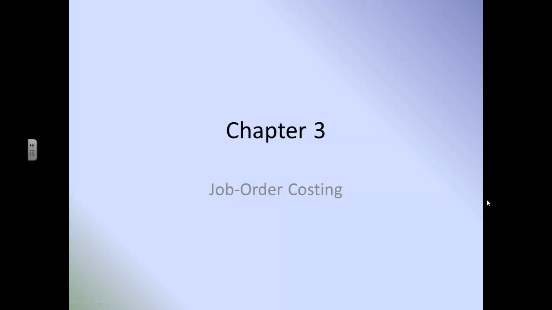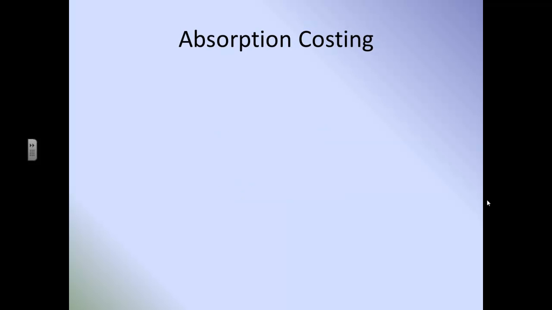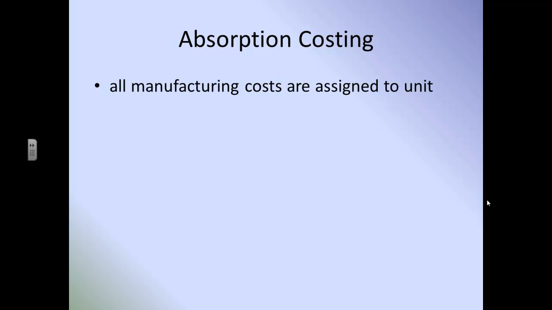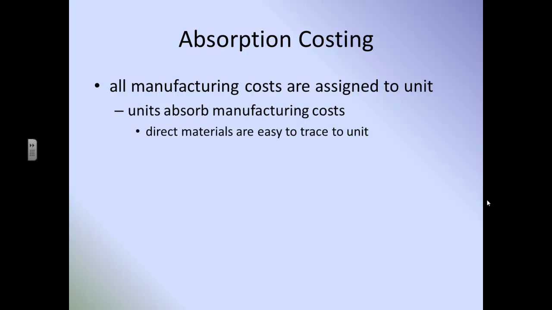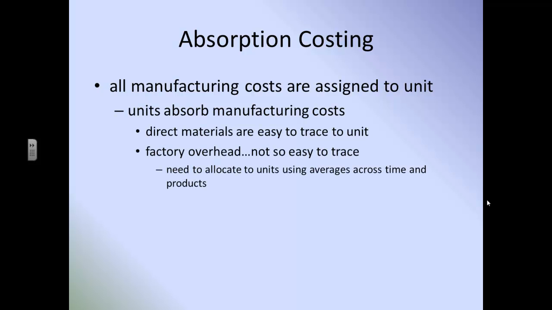In Chapter 3, we're going to be talking about a concept called job order costing. Job order costing is a type of absorption costing where all costs are assigned to a unit. In other words, the units fully absorb all the manufacturing costs. When you are accounting for direct materials, it's pretty easy to trace them to a particular unit. However, factory overhead is not so easy to trace, so we're going to be using some allocation methods to get those averages across time and products assigned to particular units.